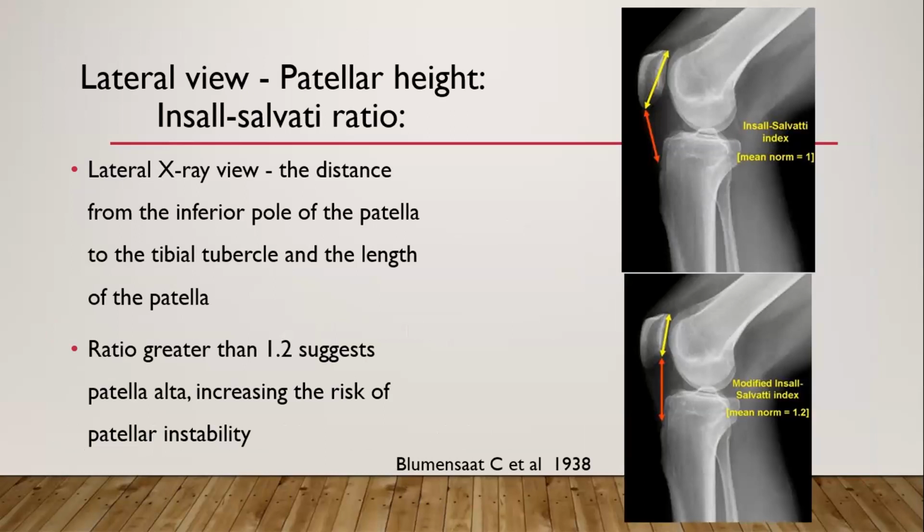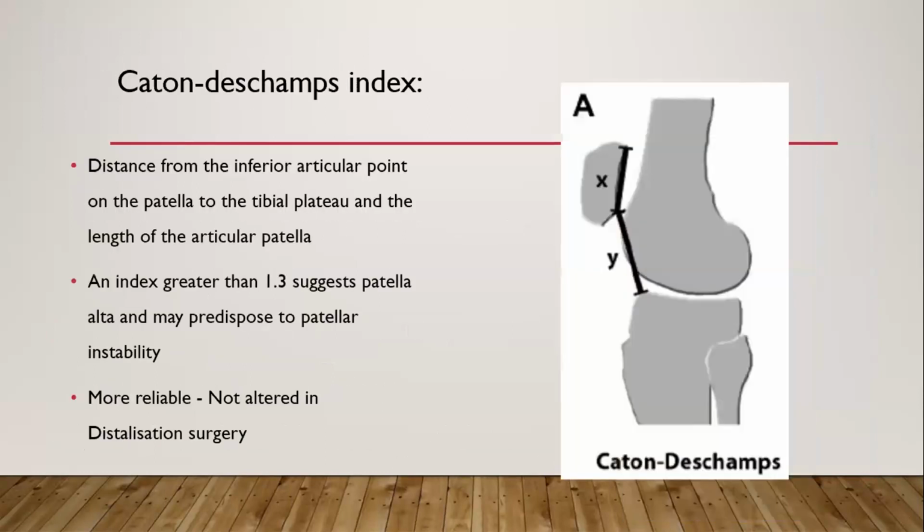One of the methods is the Insall-Salvati ratio. Here, the length of the patellar tendon from the inferior pole of the patella to the tibial tubercle is compared with the patellar length, and the ratio between the 2 distances is considered. In case of the modified Insall-Salvati ratio, only the articular surface of the patella is included. If the ratio is more than 1.2, it suggests patella alta, thereby increasing the risk of patellar instability.